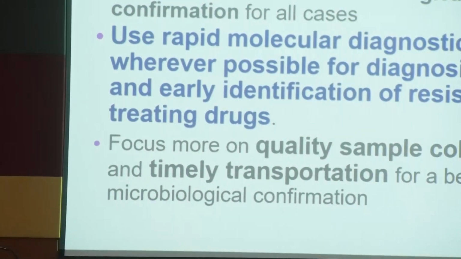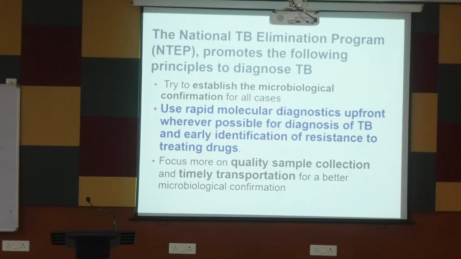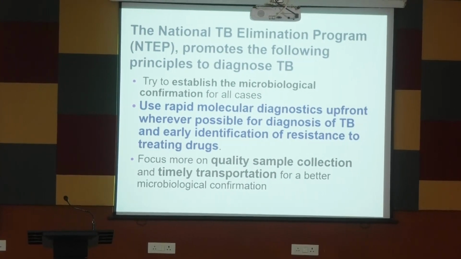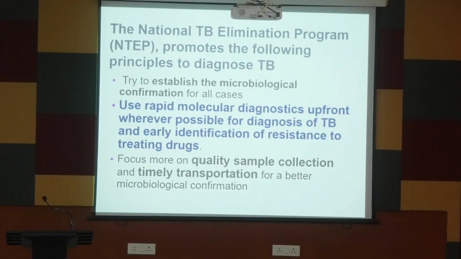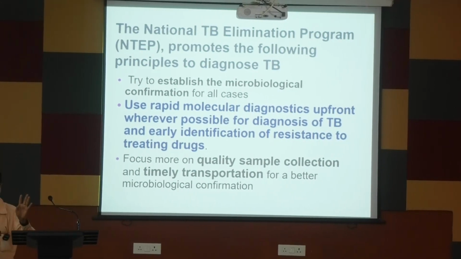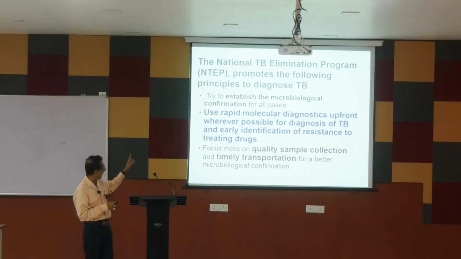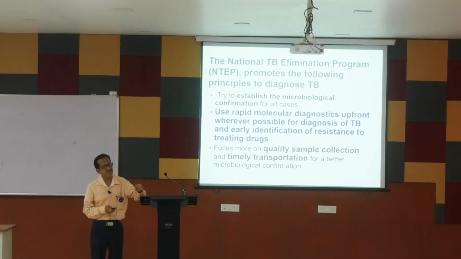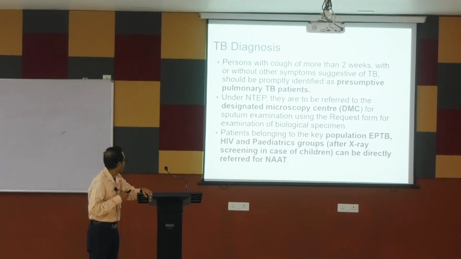Use rapid molecular diagnostics upfront wherever possible for diagnosis of TB and early identification of resistance to treating drugs, and focus more on quality sample collection and timely transportation. So the sample must be proper, optimum quality, with timely transport. These are the three main features given in the National Tuberculosis Elimination Program for diagnosis of tuberculosis.